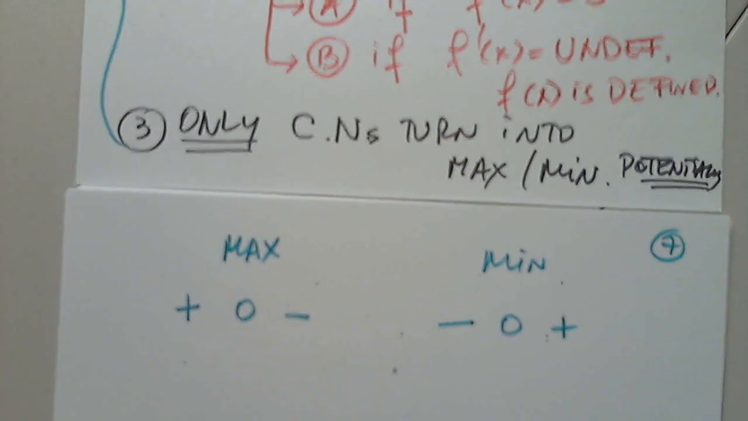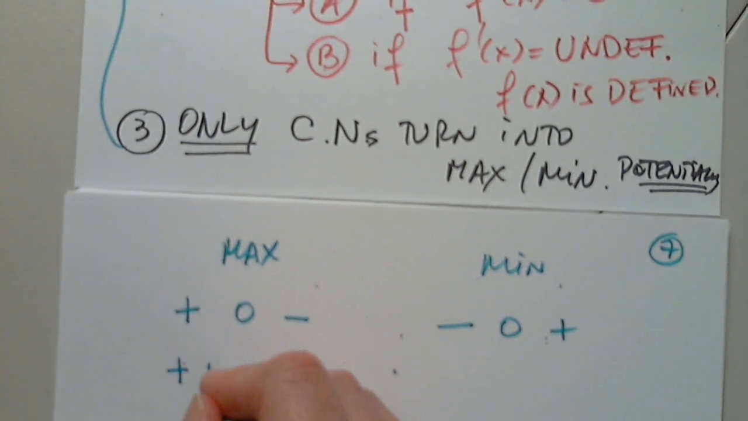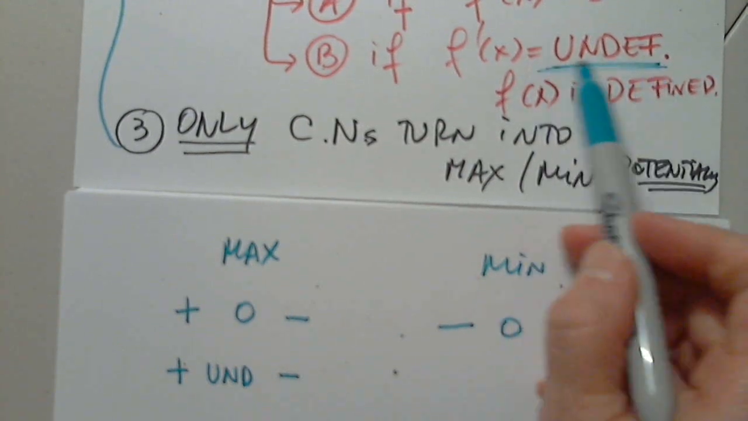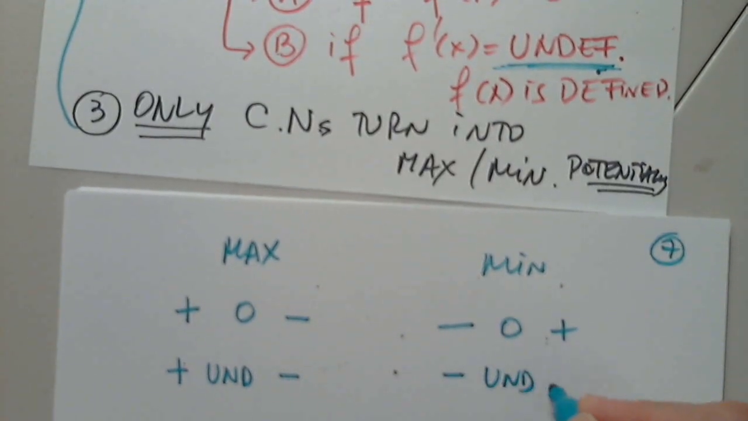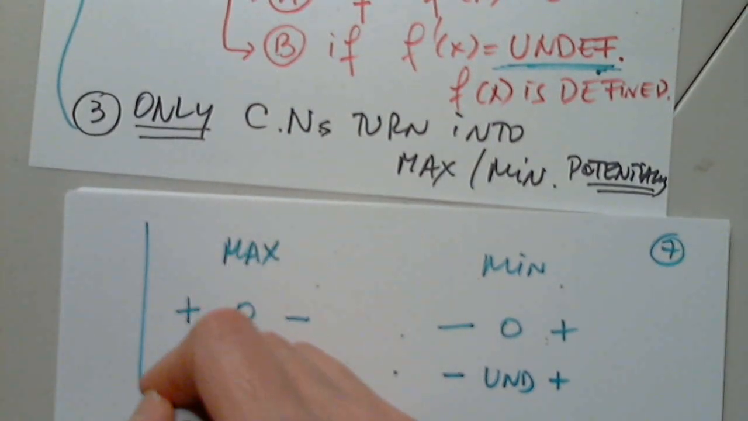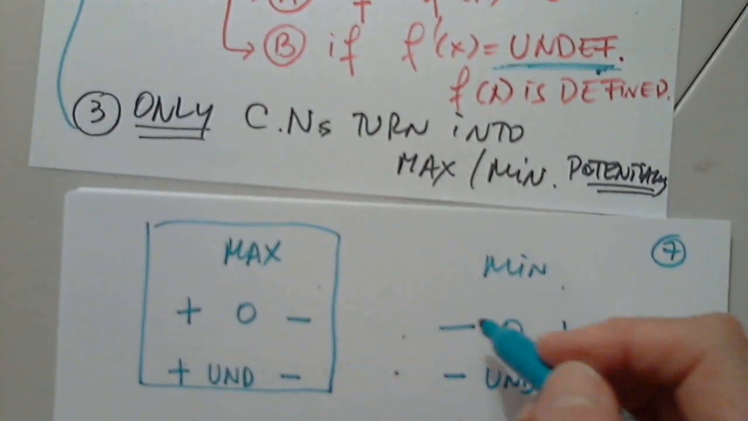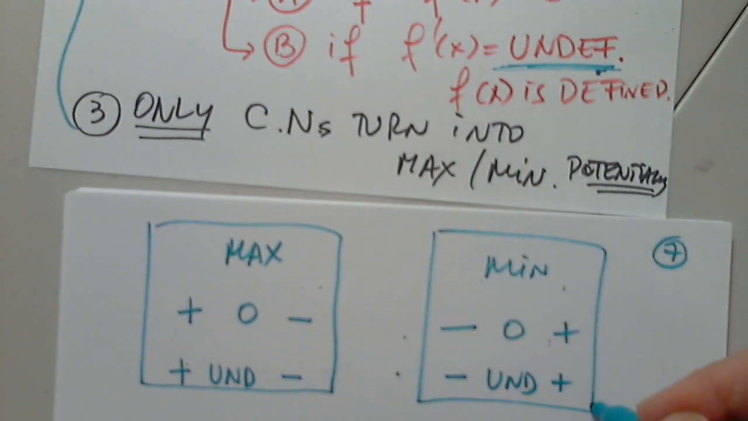There is a second option though: positive, undefined, negative. And of course here, negative, undefined, positive. So these are the possibilities for max, and these are the possibilities for min.